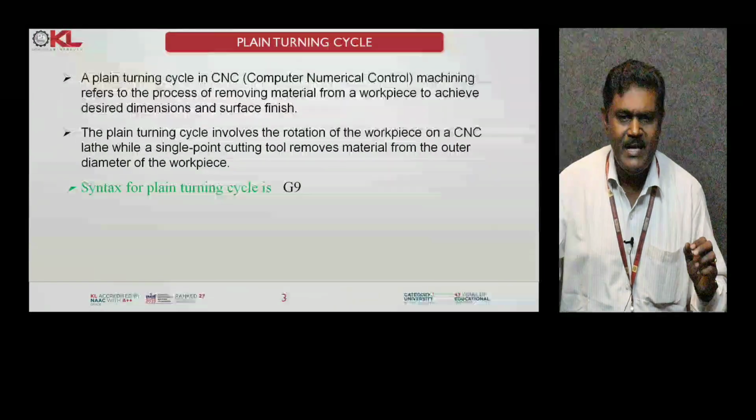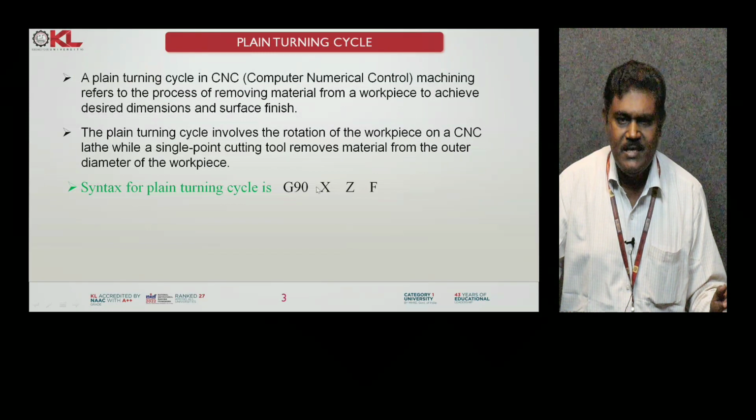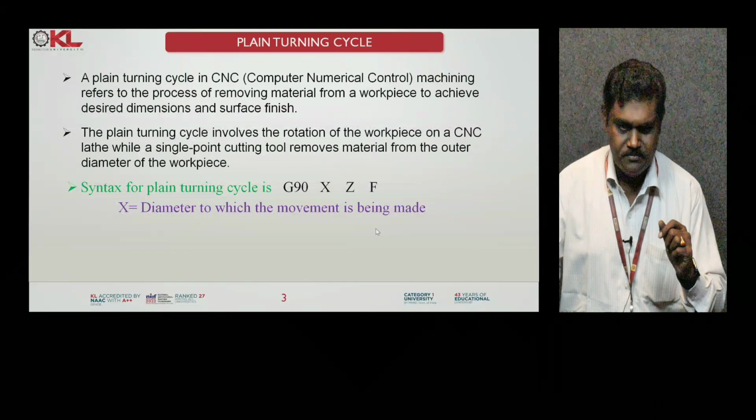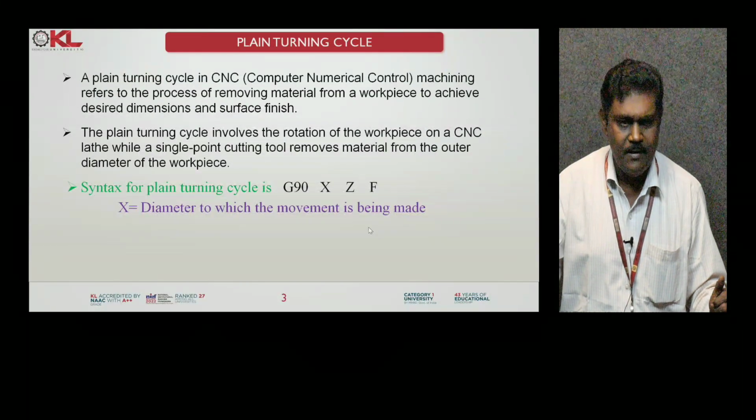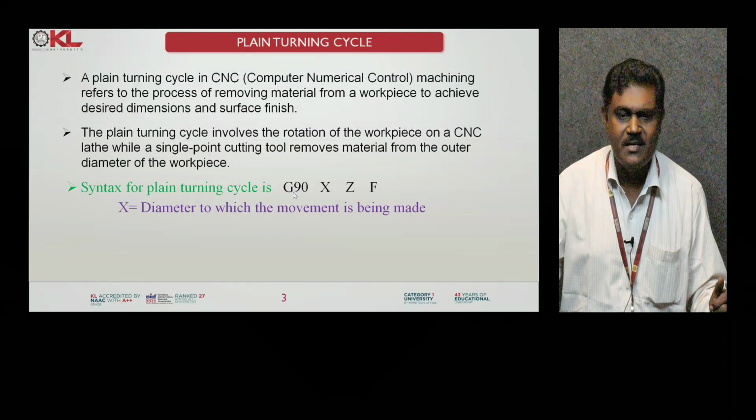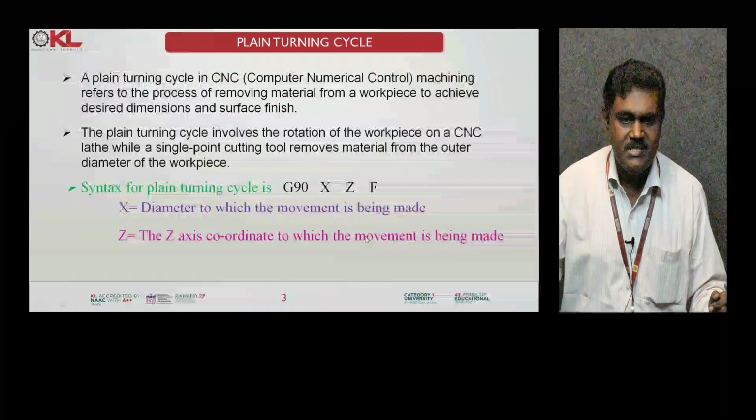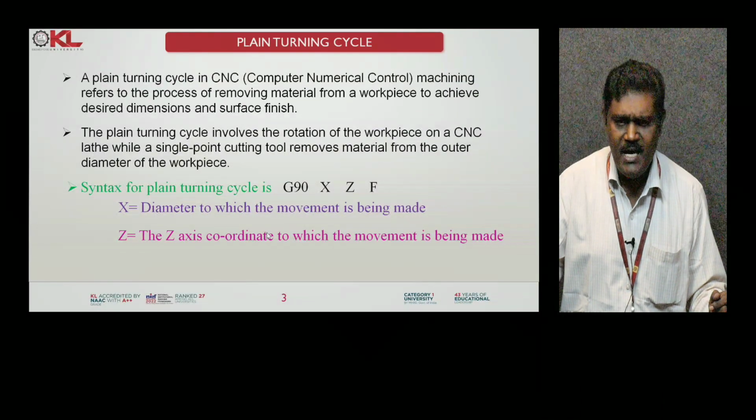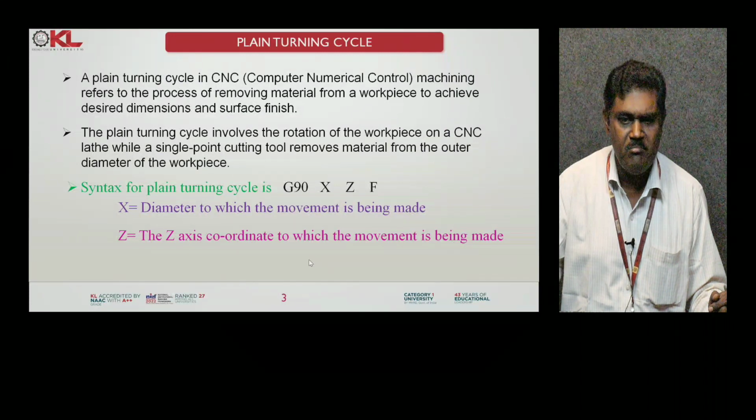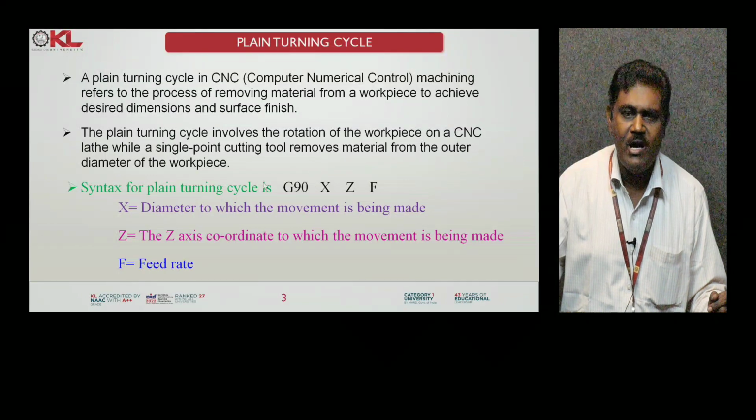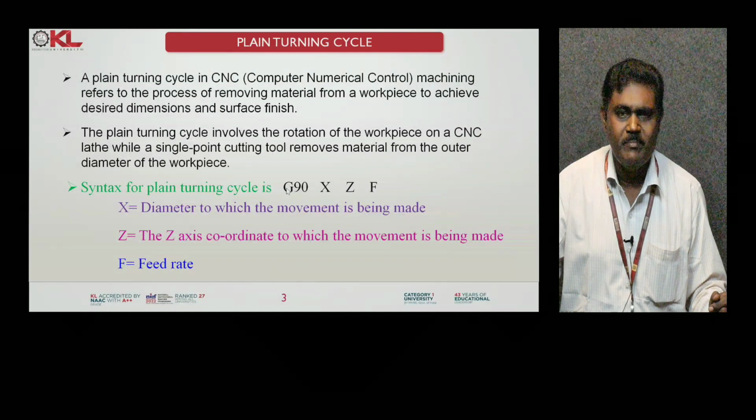The main syntax for the plane turning cycle is G90, X, Z and F. So what is G90? It is used mainly for absolute units and also the plane turning cycle. Once the controller reads G90, it knows that it is a plane turning cycle, and X is equal to the diameter to which the movement is being made, Z is equal to the Z axis coordinate to which the movement is being made, and F is the feed rate. So these are the components mainly required for writing the CNC code for plane turning operation.